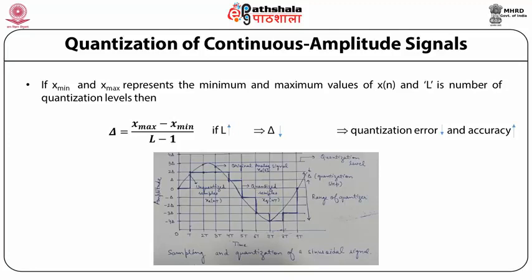Students, this figure shows the summary of the sampling and the quantization of a sinusoidal signal, where we have the unquantized samples, which are represented by xa(nT). Then we have the original analog signal xa(t), then the quantized samples xQ(nT). And delta is the quantization step, and all these levels are represented by the quantization levels.